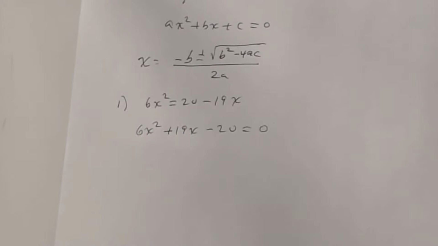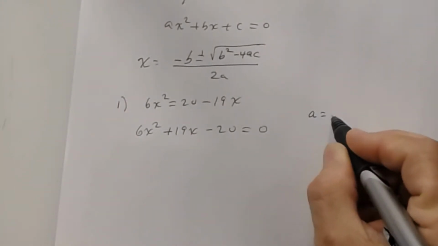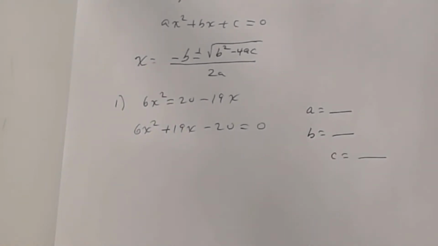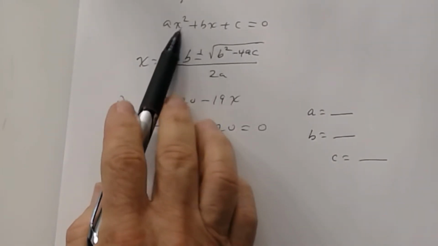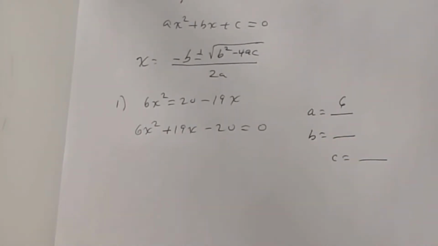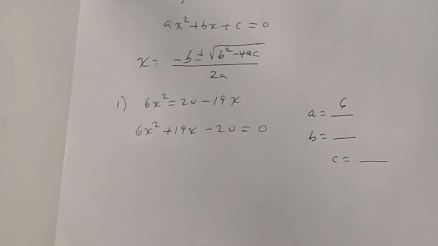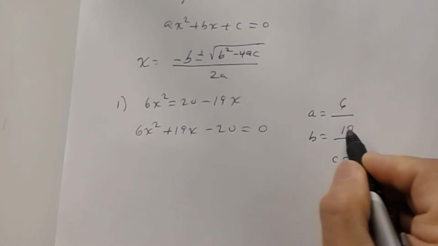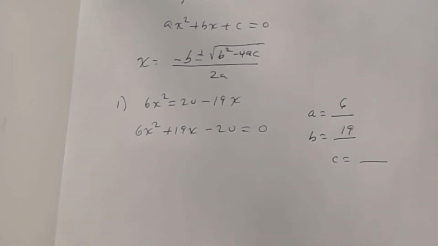Okay, now, before you plug and chug, the next step is to determine what a, b, and c are. It's a very good idea to actually say a equals blank, b equals blank, c equals blank. So a is the coefficient of what? x squared. What is the coefficient of x squared here? 6. So a is 6. b is the coefficient of x. What's the coefficient of x? Positive 19. c is your constant. What is your constant? Negative 20. Not 20, negative 20.